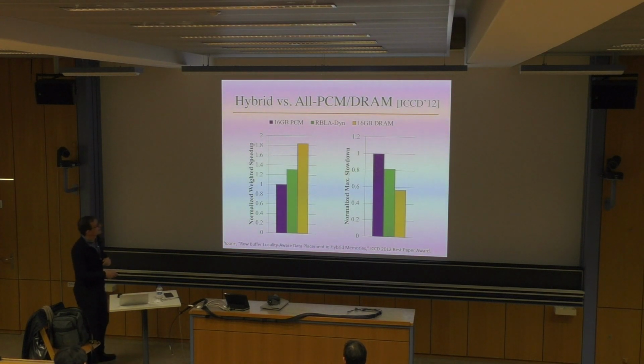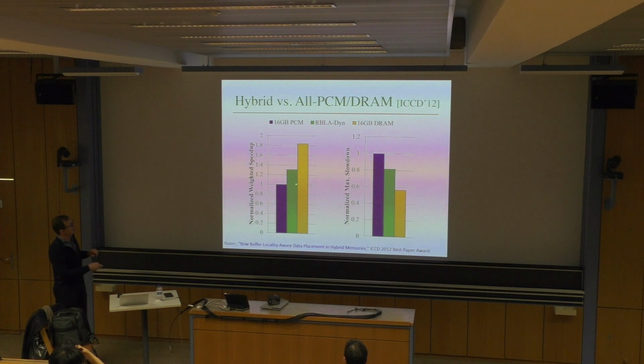And if you do this, these are the results. Again, this is a pessimistic comparison, right? The comparison is you have 16 gigabyte PCM performance, 16 gigabyte DRAM performance, and there's a huge gap between them. And if you actually use this technique, you're almost halfway. Not halfway, actually.